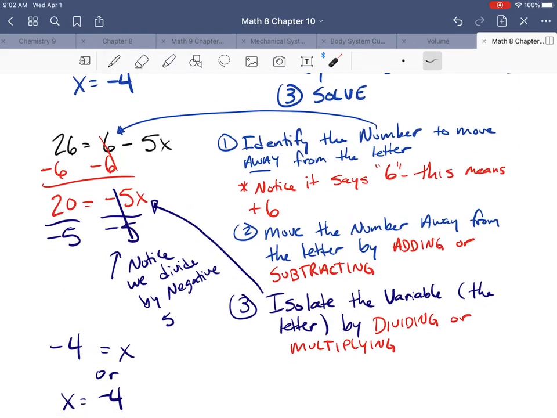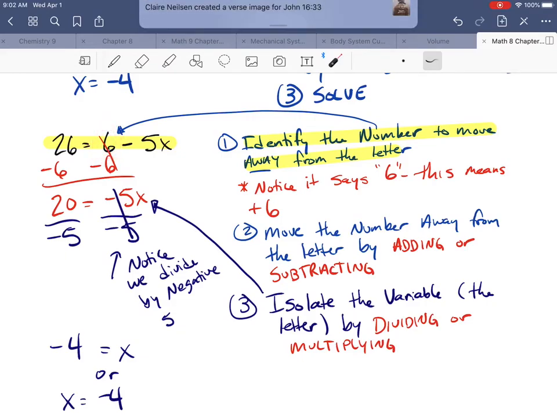All right, so here we have another one of those questions where the answer is on that side of the equal sign and we need to solve. And there's just a small little thing here that's happening. It's a little different as well. So the first thing we need to do is identify the number that we need to move away from the letter. Well, if I take a look here, I find that there's a number here and it's 6.